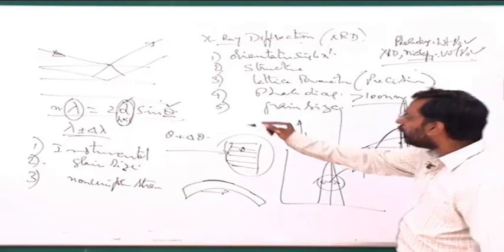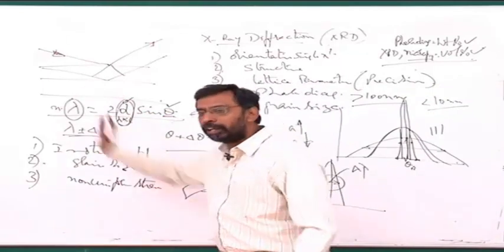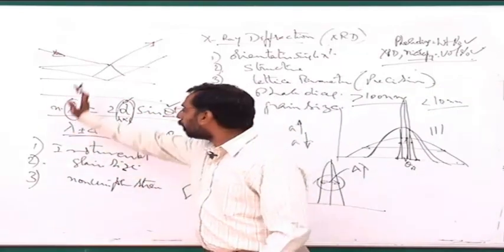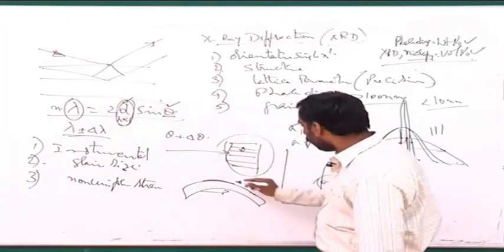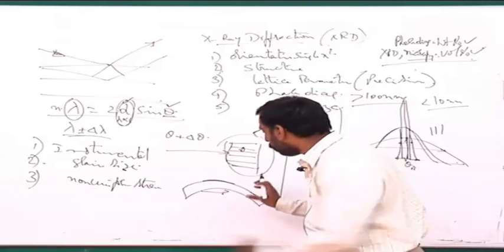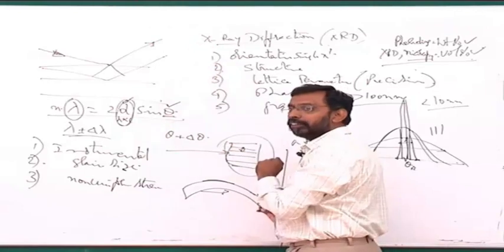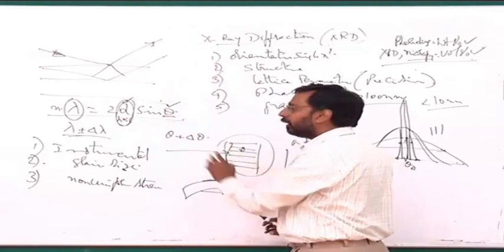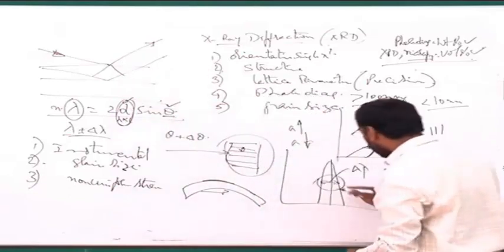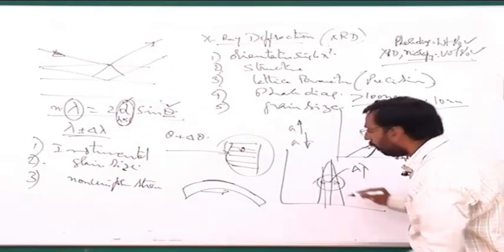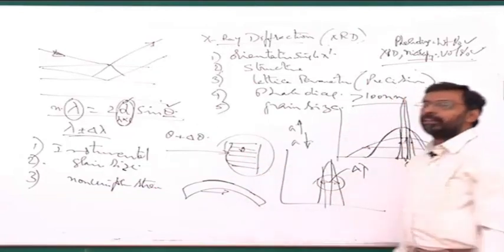Now if the a is lower, then d will be lower for a given lambda. I am considering a fixed lambda here. If the d is lower, the theta will be higher. So wherever there is a compression, where the lattice parameter is smaller, the d is smaller and the theta is larger. Wherever there is an expansion, the a is larger, that means d is larger, and then the theta is smaller. So you will see that there will be peaks coming at a lower angle and at a higher angle, just because of some distortion.